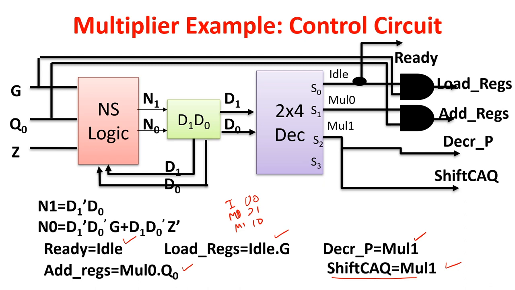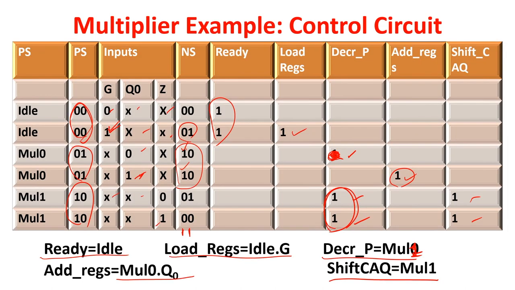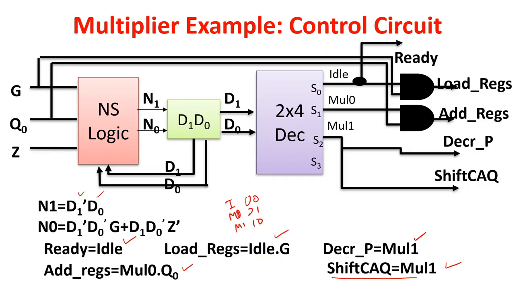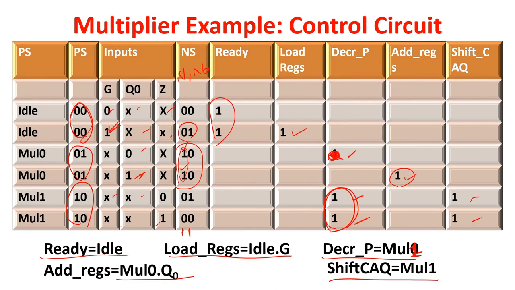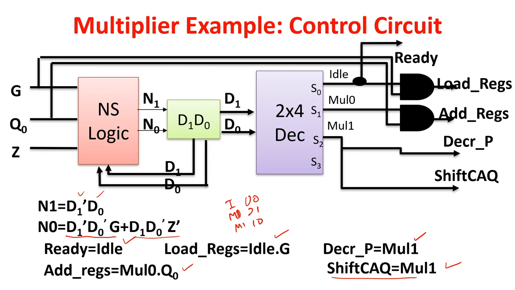Particularly N1 and N0. N1 will be D1 dash by D0. So, from where are we getting this? From here. N1 and N0 we are getting from here, and N0 we are getting from D1 dash D0 dash G and D1 D0 dash Z dash. So, present state and next state can be generated very nicely in this way, and this is the basic earlier FSM design; the same thing applies here.